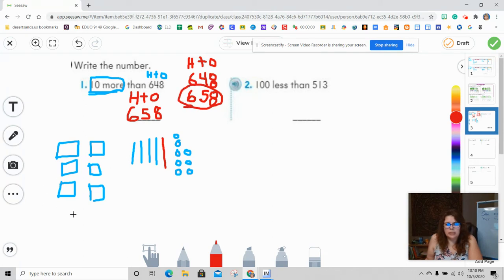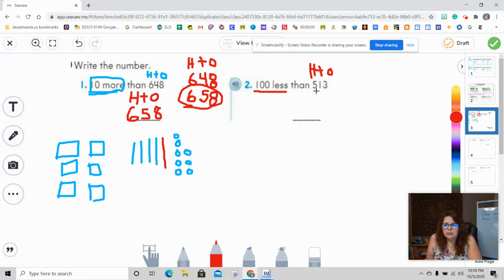It can be done with a picture, or it can be done by doing HTO and adding whatever they want right here. So right here it says 100 less. That means less is take away. So we have 513. I'm going to write HTO.